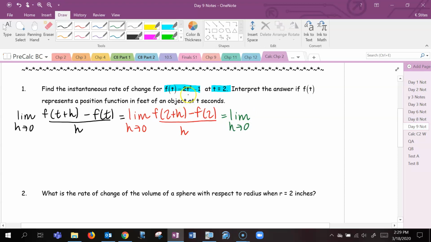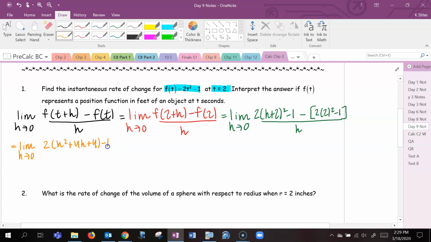So I'm taking 2 plus h, and it's going in place of t in my equation. I'll put h plus 2. So that's f of h plus 2 minus f of 2 all over h. And I'm going to go ahead and FOIL. And 2 squared is 4, 4 times 2 is 8, minus 1 is 7. So this is going to be minus 7.